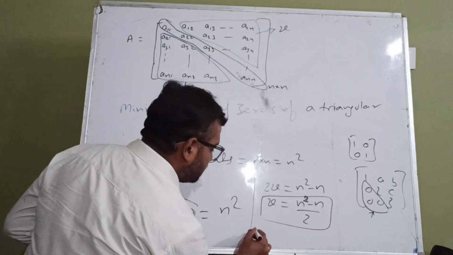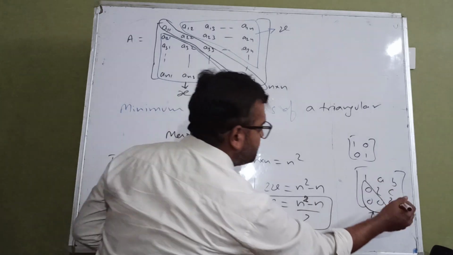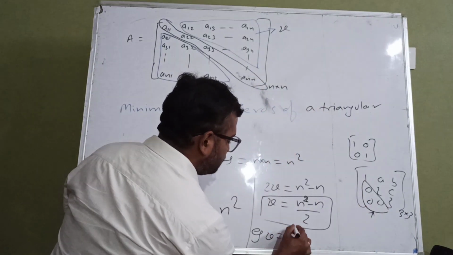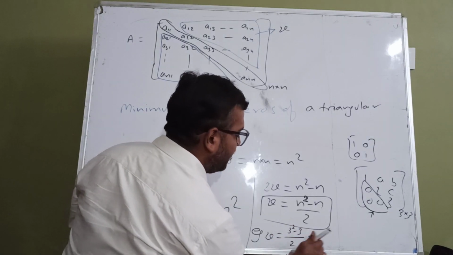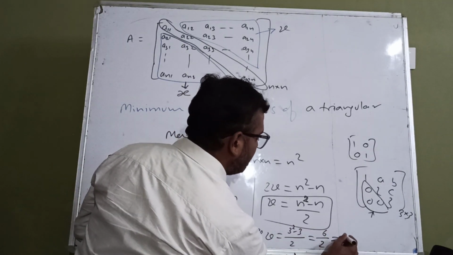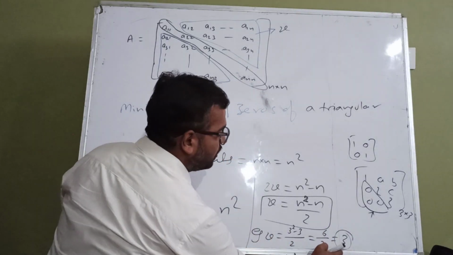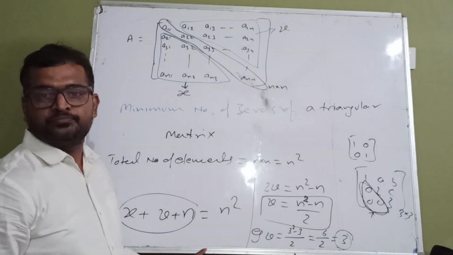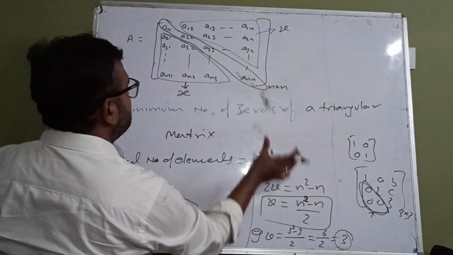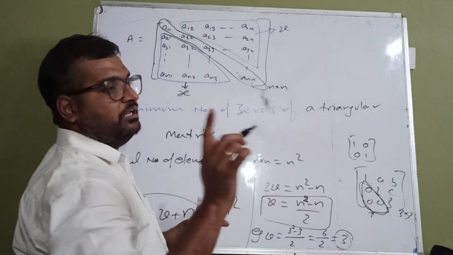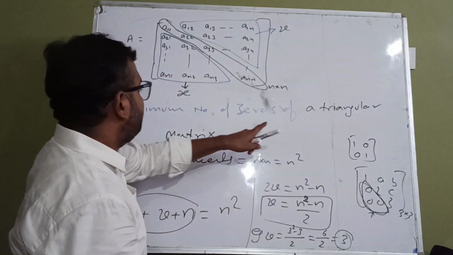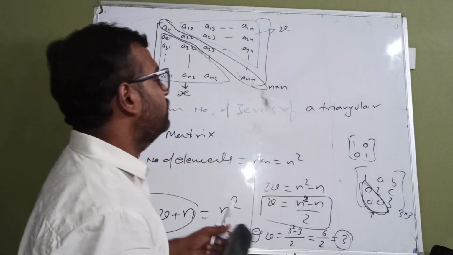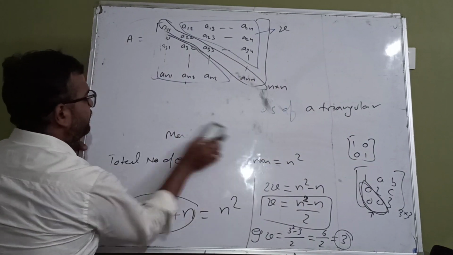Clear? Okay, now for an example, let us check this condition for 3 by 3. Suppose n is equal to 3, then n square minus n by 2 is 3 square minus 3 by 2. 3 threes are 9, 9 minus 3 equals 6, 6 by 2 is 3. See how the minimum number of zeros is coming? 3, and we already had the minimum number of zeros equal to 3. Clear? This holds for the lower triangular as well as the upper triangular. Again I am repeating, this is a very important question: minimum number of zeros. Moving to the next point.